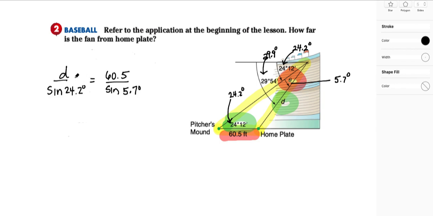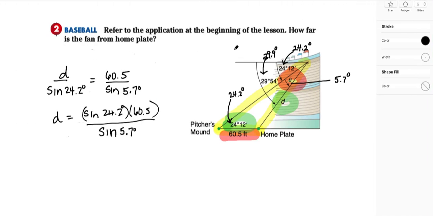The setup using law of sines: d over sine of 24.2 degrees is equal to 60.5 times the sine of 5.7 degrees. And so, you know, I like to make it calculator ready. So here we are, calculator ready, and we get that the distance from the fan to home plate is 249.7 feet.